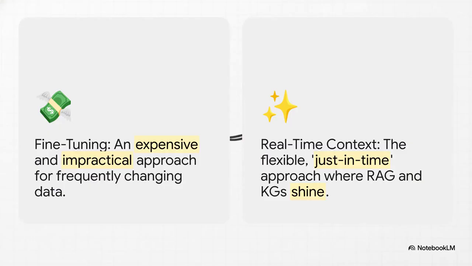So, how do we fix this? Well, there are really two main paths you can take. You could try to fine-tune the entire model, but honestly, that's incredibly expensive and a total headache to keep updated. Or you can inject the context it needs in real time. This just-in-time approach is way more flexible, and it's exactly where technologies like RAG and knowledge graphs come into play. And that's the path we're going to focus on.